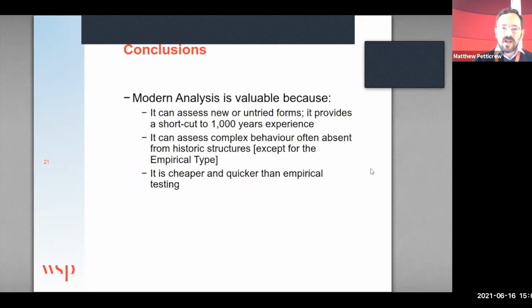So there's maybe three primary reasons why modern analysis is valuable. Not the only three, but certainly three that are important. It can assess new and untried structural forms, and it provides a shortcut. It means you don't have to spend 1,000 years perfecting that structural form. You can jump straight to the answer. The second thing that it's useful for is that it can assess complex behaviors that are often absent from historic structures, except perhaps the empirical type. And I'm essentially talking about buckling modes of failure, second order and non-linear forms of behavior. And of course, coming back to the empirical type of structure, the other thing that is much better about modern analysis is that it's clearly much cheaper and quicker than empirical testing. And you could have got an answer to Britannia in a more speedy and cheap fashion than you could by doing lots and lots of different real world experiments.